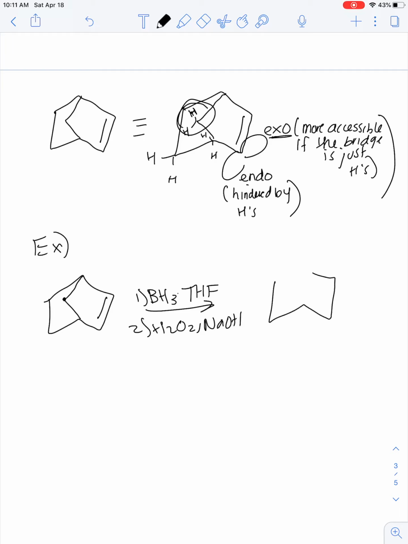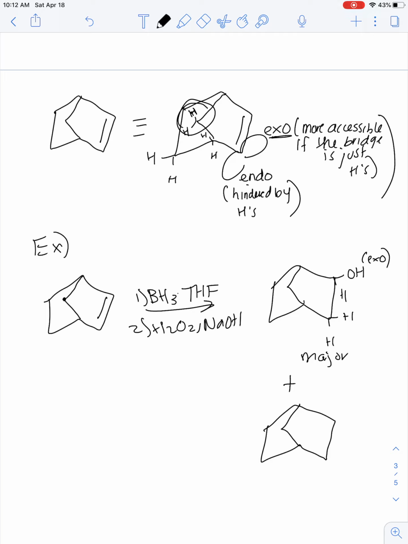So that means that the major product here would be our OH adding at the exo face. So again, this would be exo face. So this would be our major product, and then our minor product in this case would be OH adding in that endo face.